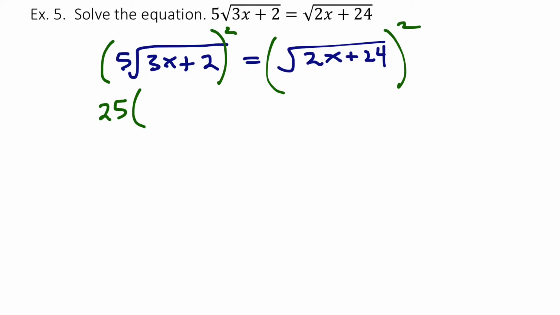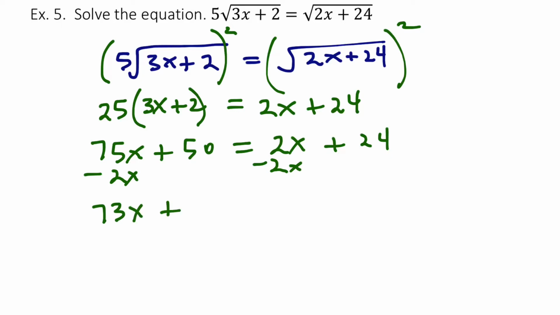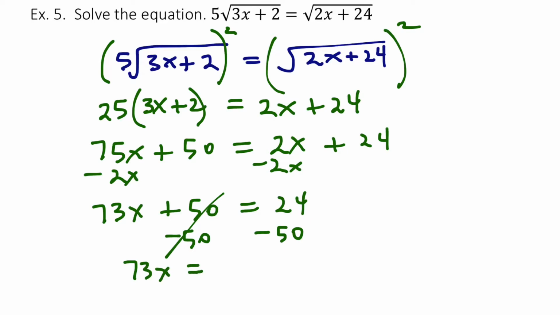Squaring the root of 3x plus 2 will give me 3x plus 2. And on the right-hand side, 2x plus 24. So I've got 75x plus 50 equals 2x plus 24. So subtract the 2x over to the left. That's 73. Subtract the 50 over to here. I'm going to get 73x is equal to negative 26.